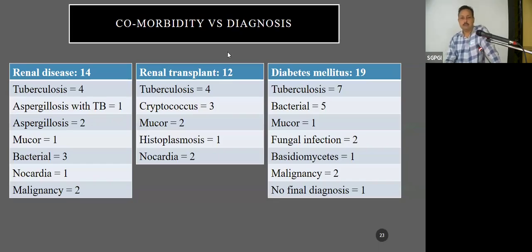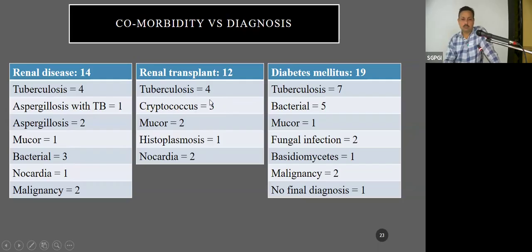Now coming to the final diagnosis in a particular comorbidity. In patients having chronic renal disease, tuberculosis was very common, in 4 patients, followed by fungal infection in the form of aspergillosis, mucor, bacterial infection, and nocardia, and in a few cases malignancy. While in renal transplant patients, mostly we have seen tuberculosis followed by fungal infection and nocardia.